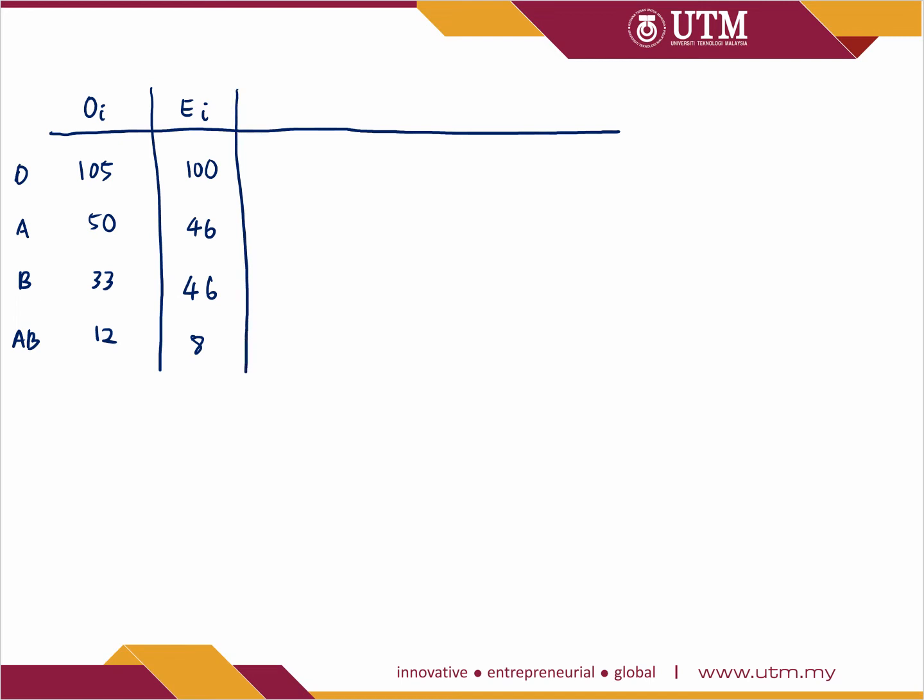Okay, now we want to find the chi-square test statistic. The formula is Oi minus Ei squared over Ei. So first I find Oi minus Ei. The values here are 5, 4, 33 minus 46 is negative 13, and this one is 4. Then next I find this value.